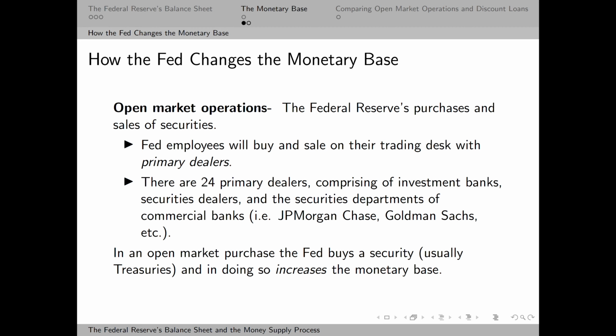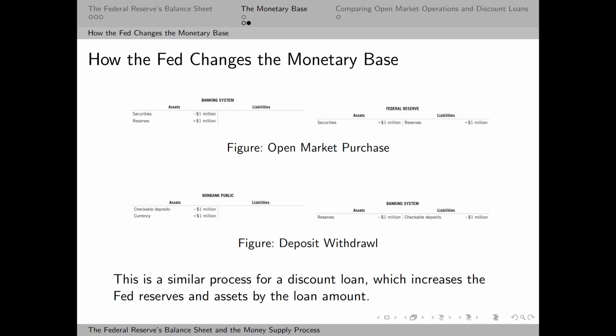Now, in an open market purchase, all that the Fed is doing is buying a security, usually treasuries, and in doing so, they increase the monetary base. And so if you have a US treasury that a bank is holding on to because they want to get the interest from it, the Fed is going to replace that with cash. And in doing so, the reserves that the bank has are going to go up. And that, if you remember, increases the monetary base as part of the bank reserves.